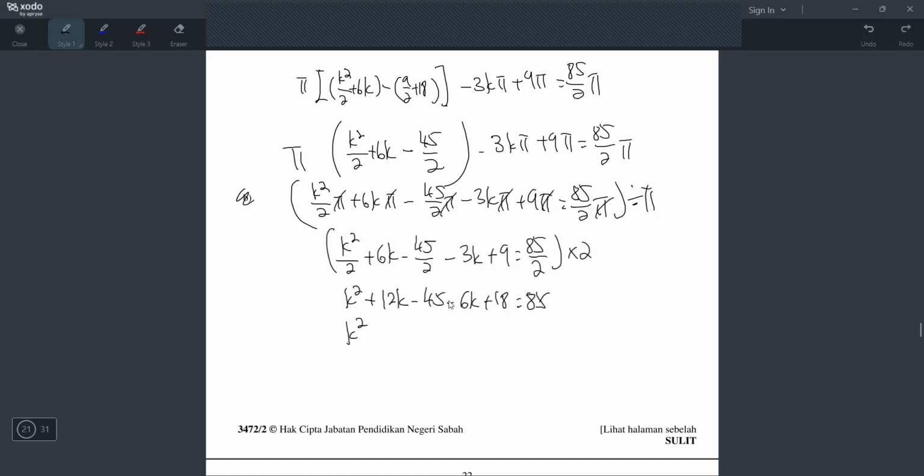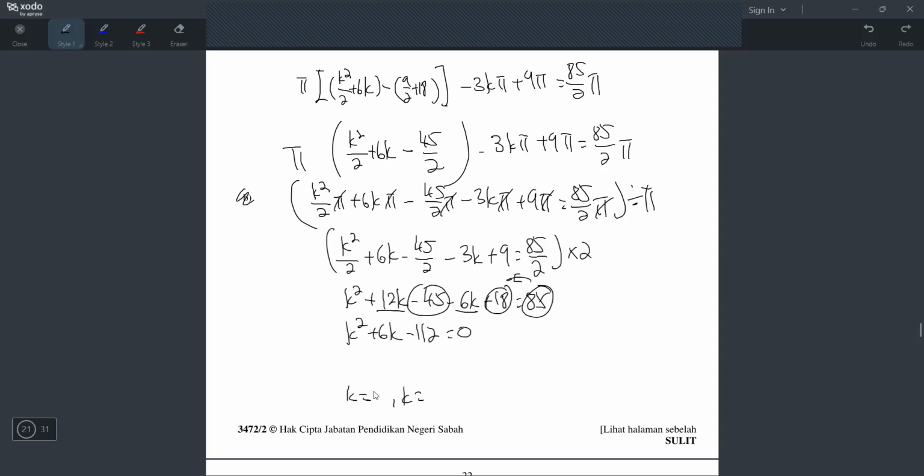So k squared, k with k can combine. 12 minus 6 is positive 6k. Numbers can only combine with numbers. So what is negative 45 plus 18, and then minus 85, because the 85 also has to be brought here so that it equals 0. So negative 112, right? So negative 112 and then equals 0. And now you can press the calculator, right? So you get two answers here.